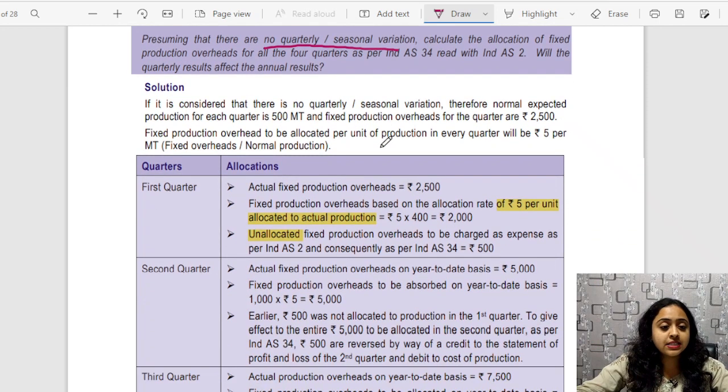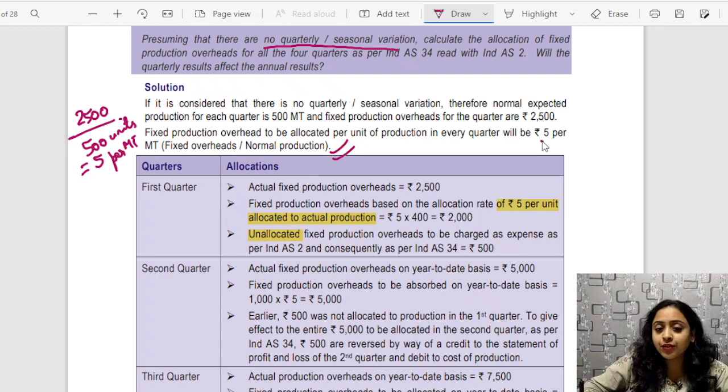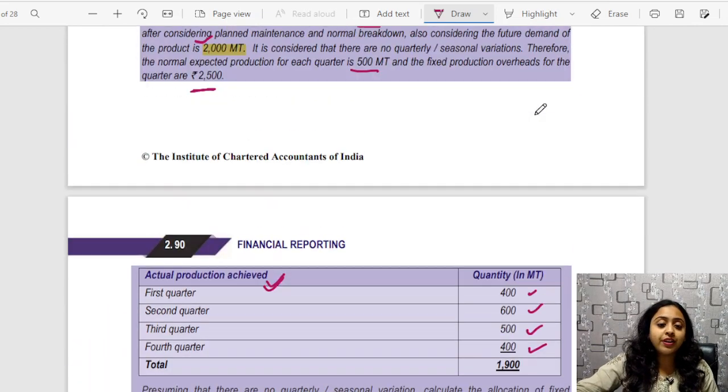Let's see the solution. As per 500, it should be 2500 per quarter. This means 2500 is the cost divided by 500 units, so this becomes rupees 5 per metric ton. See, this is calculated over here. Now this 5 should be multiplied by 500, but the actual production for the quarter 1 is 400.